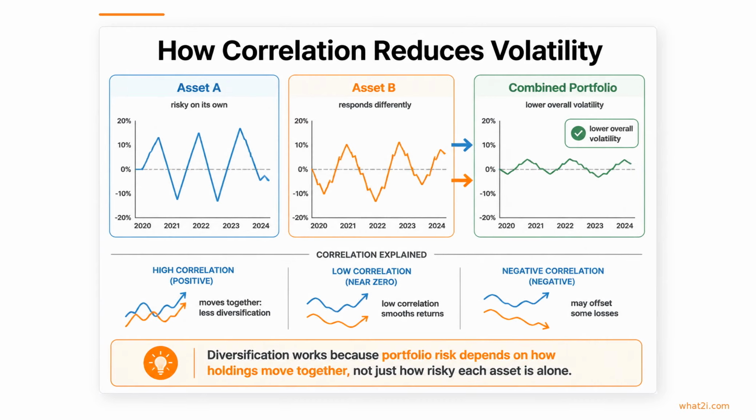Correlation matters because portfolio risk depends on how investments move together, not just how risky each one is by itself. When two volatile assets respond differently to market conditions, their ups and downs can partially cancel out, creating a combined portfolio with smoother returns. That is why diversification helps preserve capital. Low correlation can reduce overall volatility, and negative correlation may even offset some losses without automatically lowering expected return.